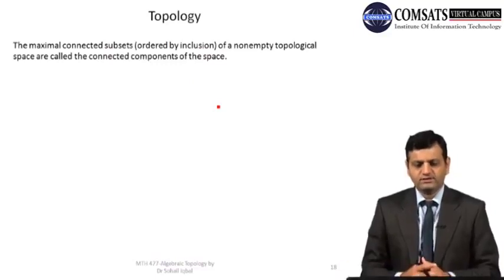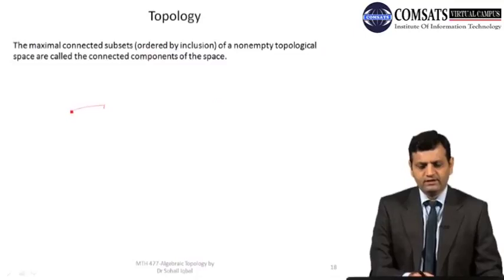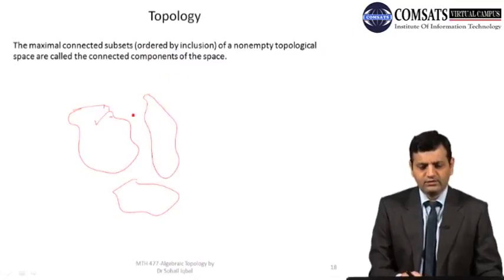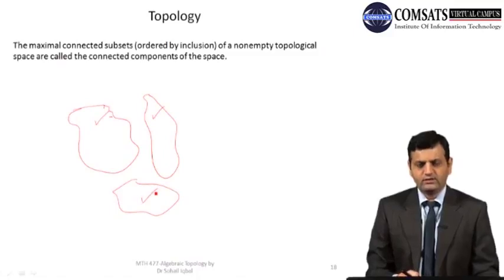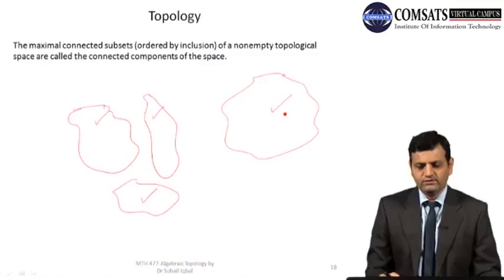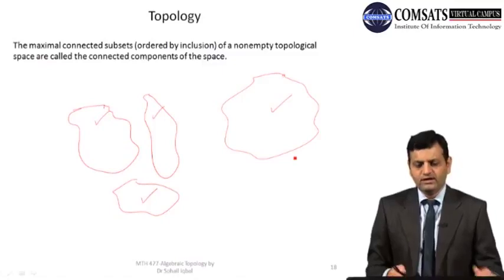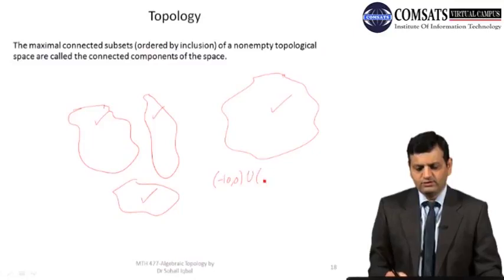The maximal connected subsets, ordered by inclusion, of a non-empty topological space are called connected components of the space. For example, if I have a topological space which is a union of these three open sets, then this is a connected component, this is another connected component, and this is another connected component. Of course, if I have one big topological space which is connected, then there is only one connected component, which is the topological space itself. But if it is not connected, then we can write it as a union of connected components. So in our previous example, from -10 to 0, union 0 to 100.